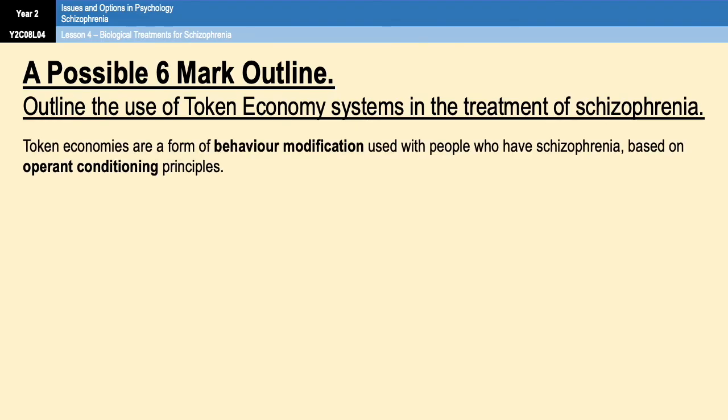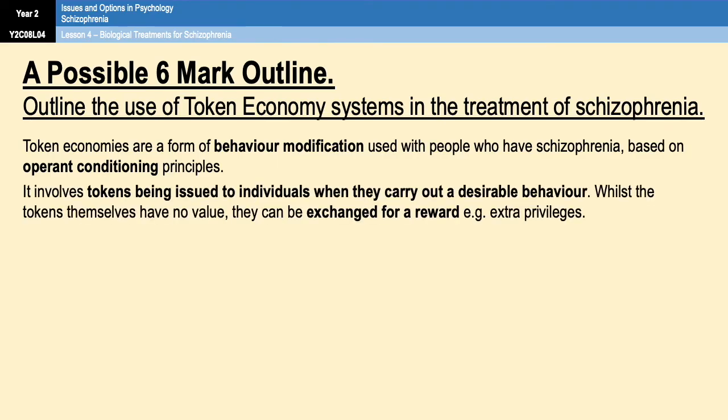So, token economies are a form of behavior modification and they're based on operant conditioning principles. Just a little bit of an introductory sentence just to kind of get you started. Then a little bit of information about how it works, so the fact that people get tokens when they carry out a desirable behavior, which they can exchange for rewards.